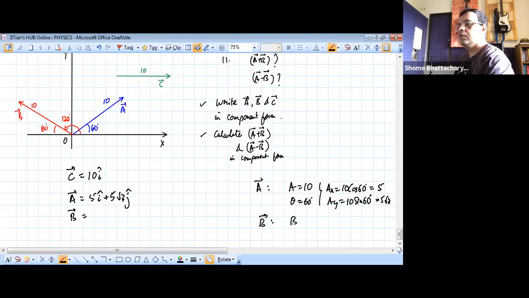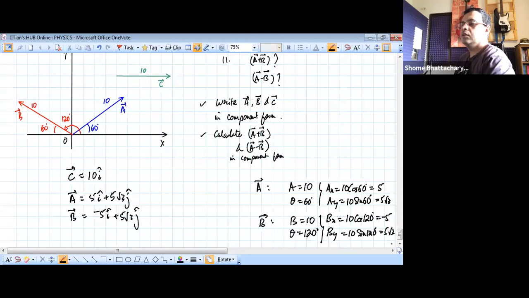Similarly, for the vector B, the magnitude is 10, but the angle with the x-axis is how much? 120 degrees. So what is the x component? ये कितना होना चाहिए? It should be 10 cos 120. Now cos 120 is minus half. So minus 5 होना चाहिए. And sin 120 is how much? Sin 60, or plus root 3 by 2. So this should be 5 root 3. So this should be minus 5 i cap plus 5 root 3 j cap. Okay.